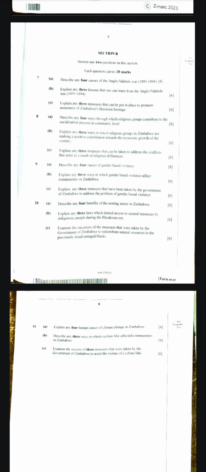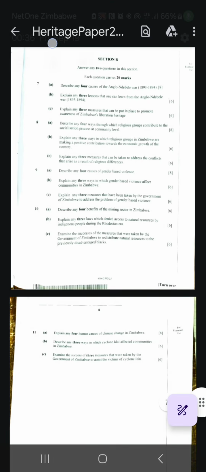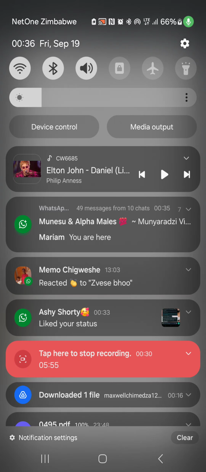Next, explain any 3 lessons that we can learn from the Anglo-Ndebele War. So we raise 3 lessons, then explain them. That's how we are going to get our 6 marks. So what lessons can we get? We get the lessons of unity and teamwork, because in a war you have to be united. There should be teamwork, collaboration, resistance, and courage, that is, not giving up.